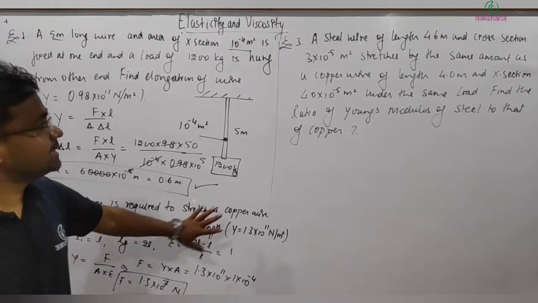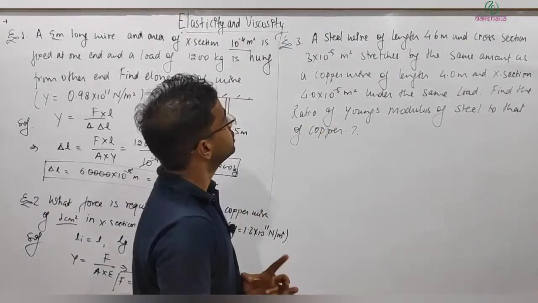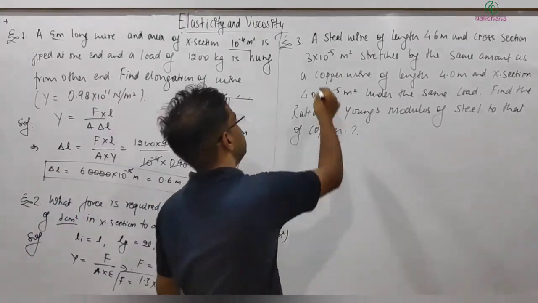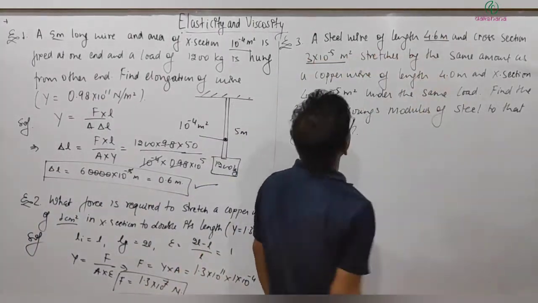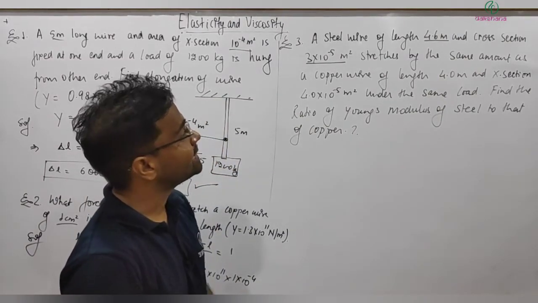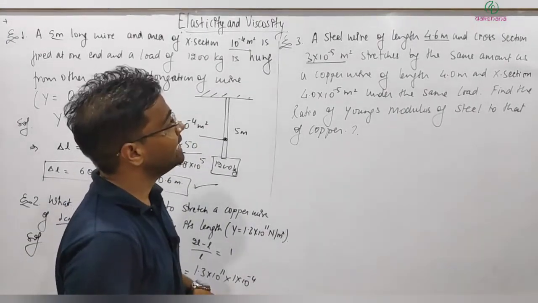Right, okay, let's see the next problem, a little bit lengthier compared to these two. So a steel wire of length 4.6 meter and this cross sectional area. So here two wires are given, it stretches by the same amount as a copper wire of length 4 meter and cross sectional area 4.0 into 10 to the power minus 5 meter square under the same load.